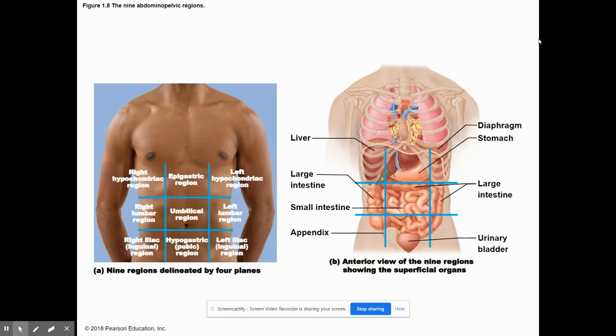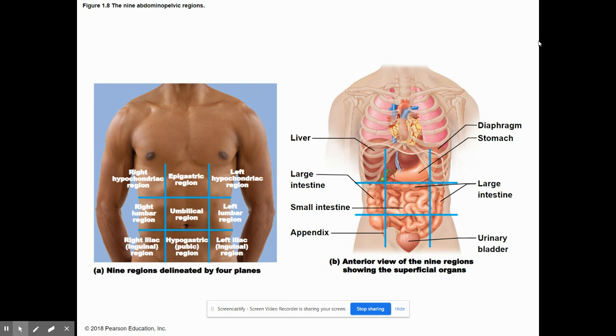Same with the abdominopelvic regions. It's used for the same purpose, but it is a little bit more specific because there are more divisions. So the divisions are the right hypochondriac region, epigastric region, left hypochondriac region, right lumbar region, umbilical region, left lumbar region, right iliac region, hypogastric region, and the left iliac region. So this is also used to determine which organs could be affected based off where the patient feels the pain in their abdominopelvic cavity.